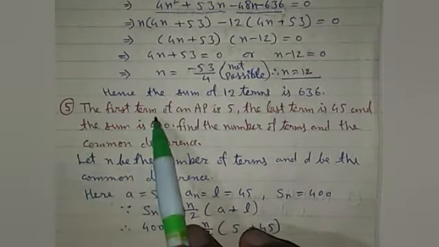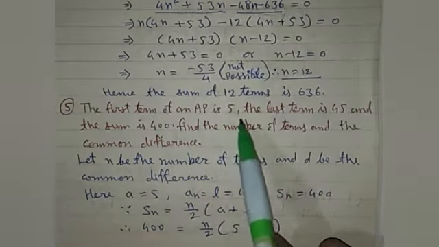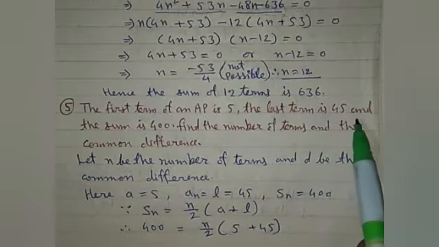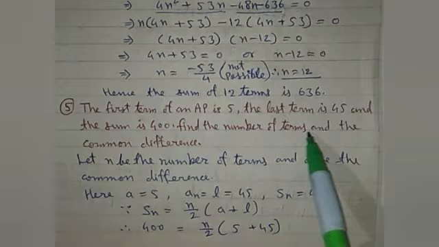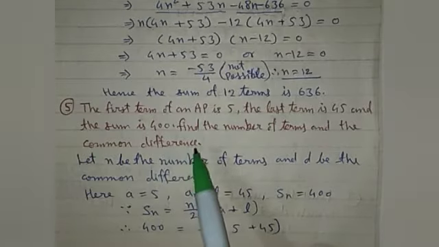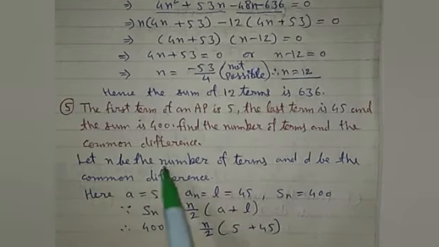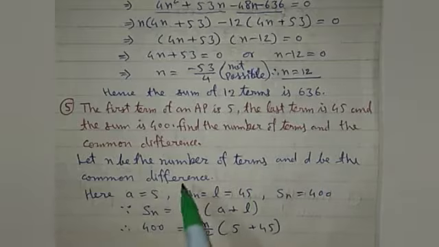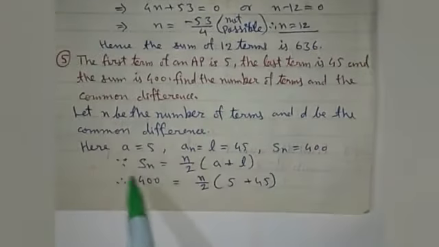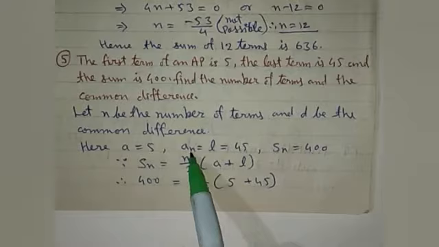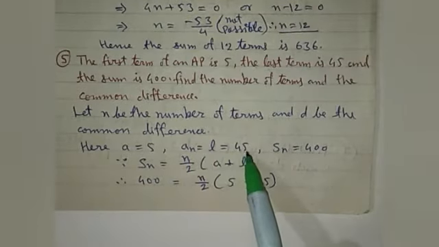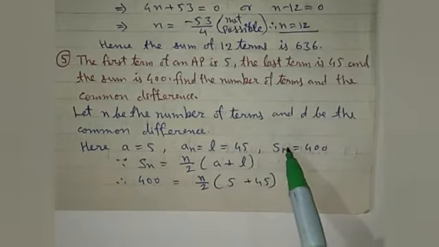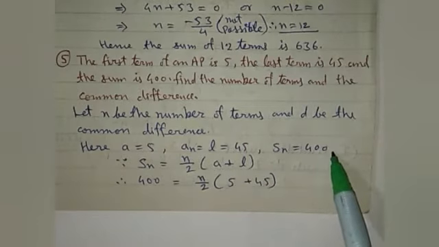Now in question number 5, the first term of an AP is 5, the last term is 45 and the sum is 400. Then find the number of terms and the common difference. Here let n be the number of terms and d be the common difference. So here a is equal to 5, an that is equal to l means last term, which is equal to 45, and sum of n terms Sn is equal to 400.